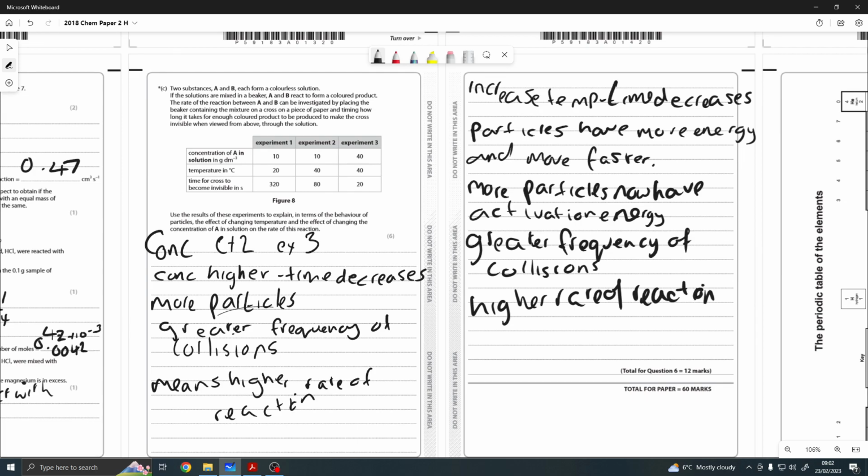So basically it's 3 marks for each experiment-ish, but make sure you talk about both of them, because there's one experiment there and a second experiment there, meaning you get more marks for talking about 2 things.